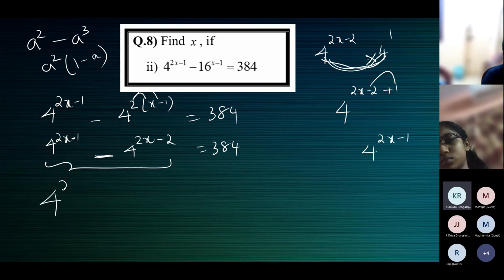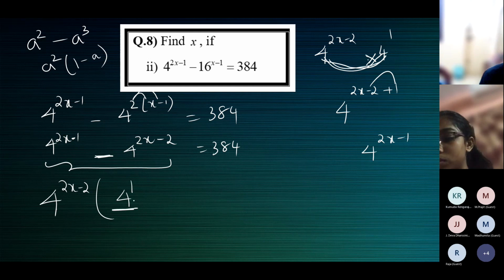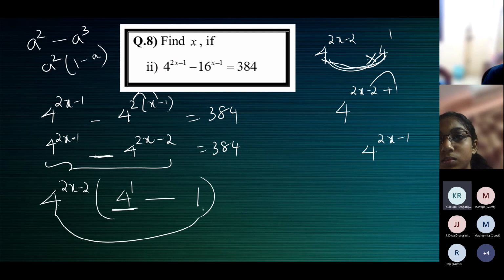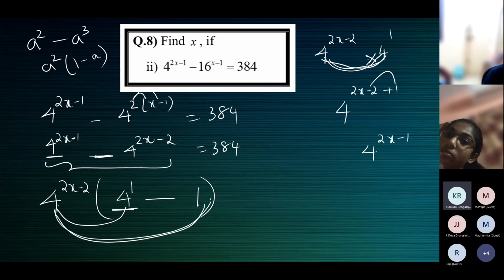I'm taking 4 to the power 2x minus 2 common. Now this into what will give me 4 to the power 2x minus 1. So 4 to the power 1, minus. This is what is here. The same thing is common, so 1. This into 1 is this one. So this one multiplied by 4 to the power 1 will give you the first term. This one multiplied by 1 will give you the second term, is equal to 384.